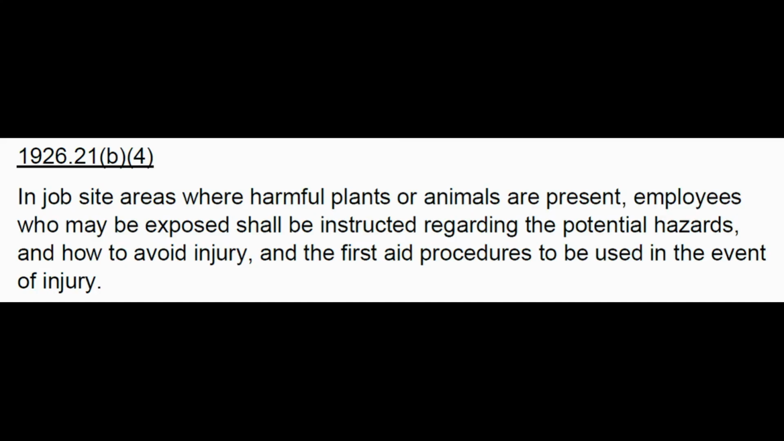1926.21(b)(4). In job site areas where harmful plants or animals are present, employees who may be exposed shall be instructed regarding the potential hazards, how to avoid injury, and the first aid procedures to be used in the event of injury. I cannot tell you how many times I've had a supervisor call me from the field and say, well, we're taking Bob up to the hospital. And I'm like, okay, why? What happened? Is he okay? He's like, yeah, he's okay. He got stung by a bee.